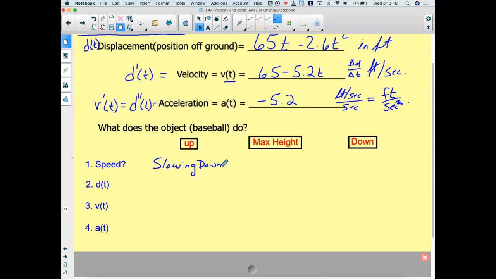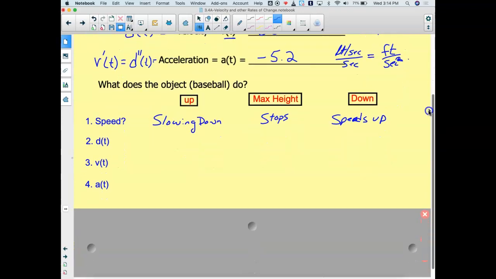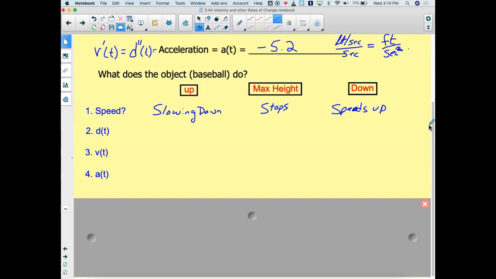The ball goes up, it reaches its maximum height, and when it's at its maximum height, the speed, it stops. And then it goes on its way down, and then it speeds up. So this is what the ball is actually doing.